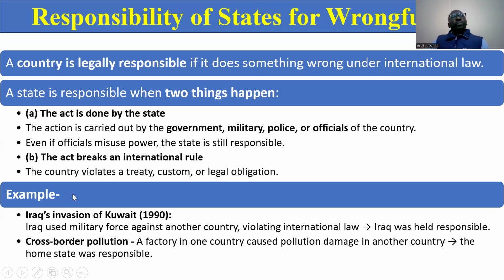Number two, the act breaks an international law. So, for example, if Somalia violates a treaty, custom, or legal obligation, we can take them to the International Court of Justice or the UN. So, if the Somali government, for example, had a treaty with Kenya and violated that treaty, Kenya can just take Somalia to the International Court of Justice or the United Nations.